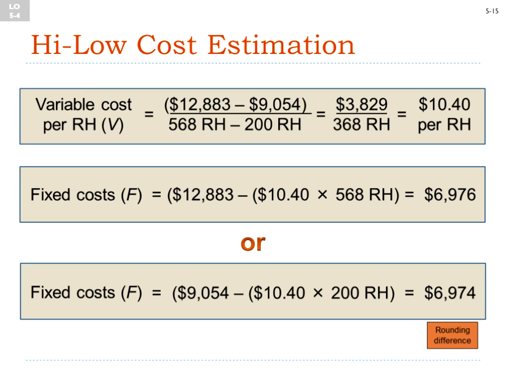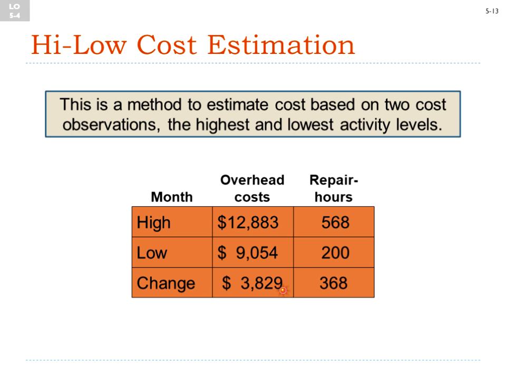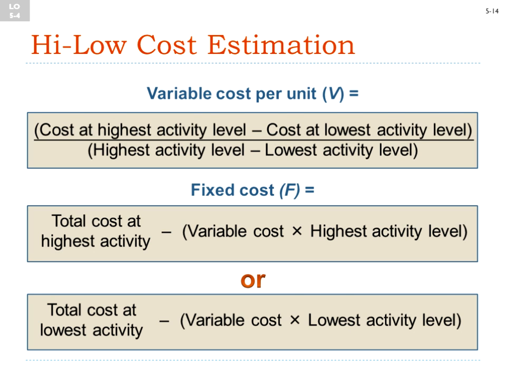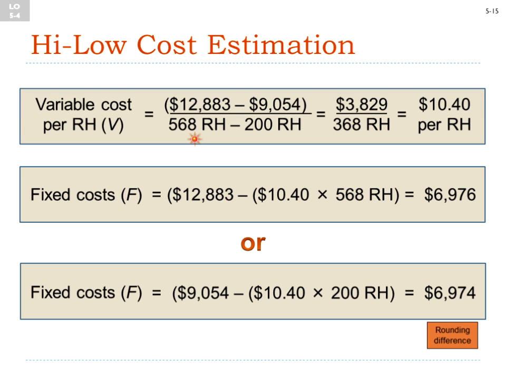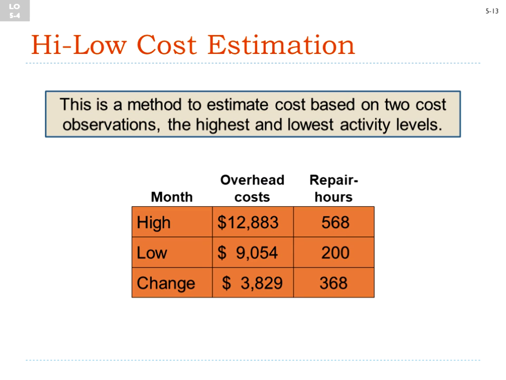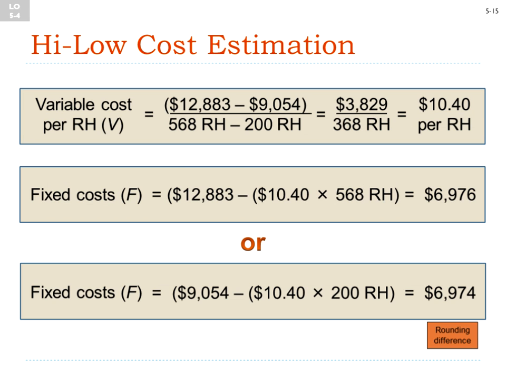So here's what it looks like when we put the numbers into the formulas. We calculated this already 2 slides ago. We took the overhead cost at the highest level, subtracted the lowest level, and we got a difference of 3,829. Then the difference between the hours, 568 minus 200, is 368, and that was the same as the earlier slide. So again, we've seen these numbers before. Now we're seeing exactly how we calculated them.